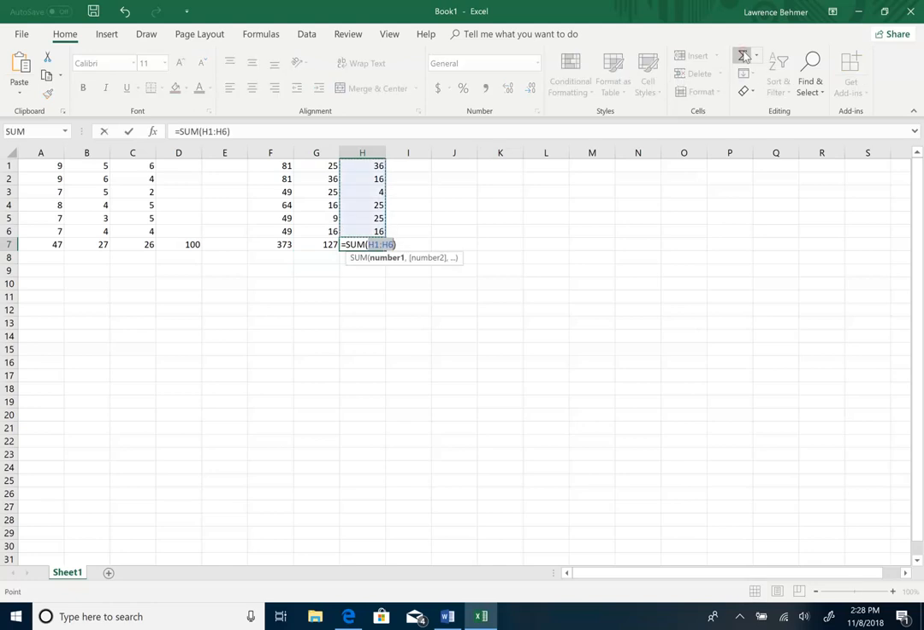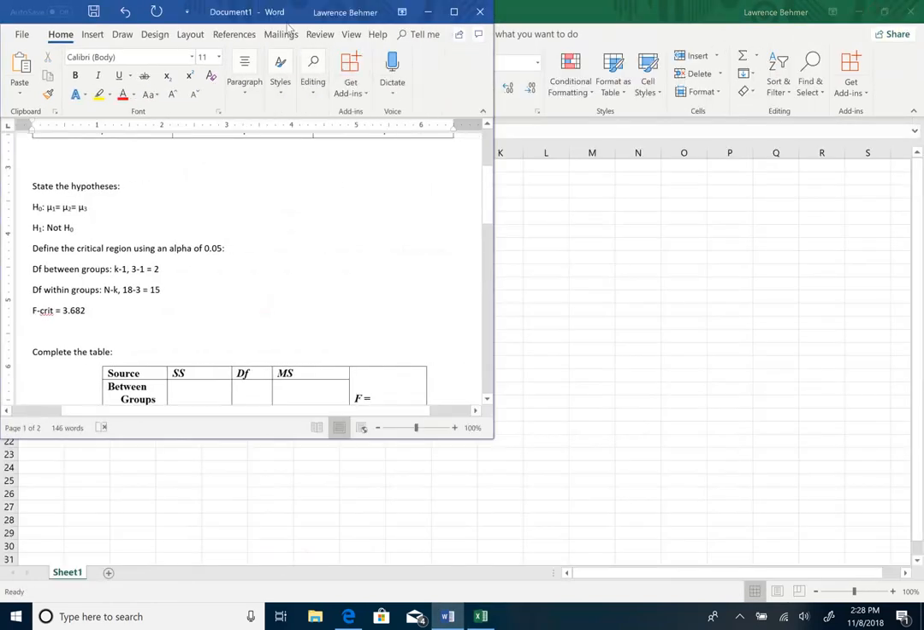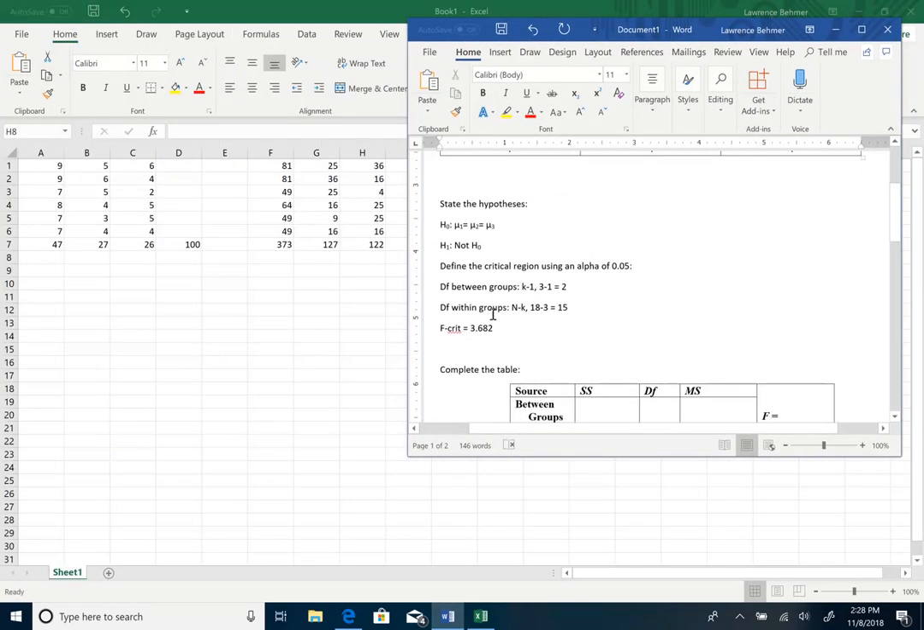So if you were to do this in Excel, or you were to do this in your calculator, do I need to see all this? Nah, not necessarily. But I want to see T1, I want to see T2, and so on. I want to see G, and I want to see the different sigmas. All right, so let me just get these into our document.